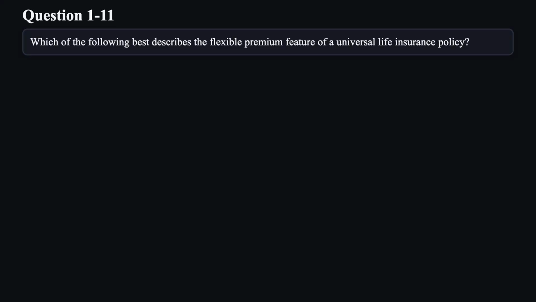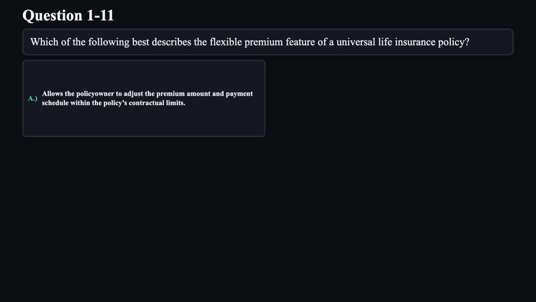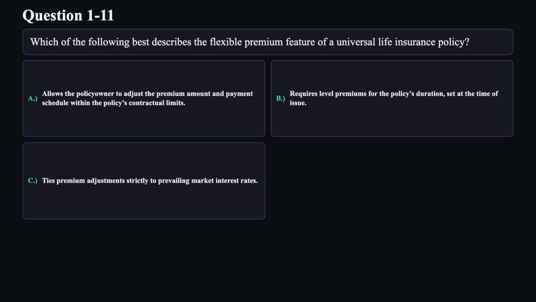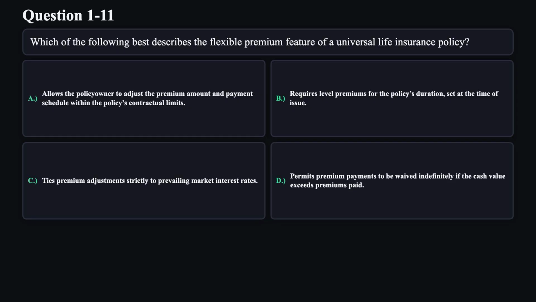Question 11. Which of the following best describes the flexible premium feature of a universal life insurance policy? A. Allows the policy owner to adjust the premium amount and payment schedule within the policy's contractual limits. B. Requires level premiums for the policy's duration, set at the time of issue. C. Ties premium adjustments strictly to prevailing market interest rates. D. Permits premium payments to be waived indefinitely if the cash value exceeds premiums paid.